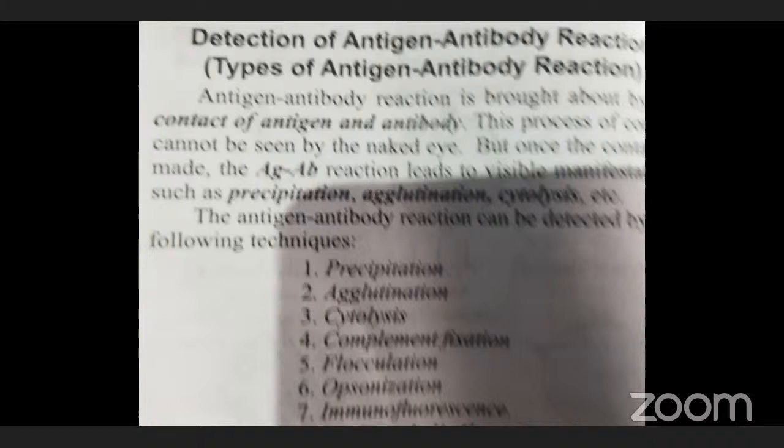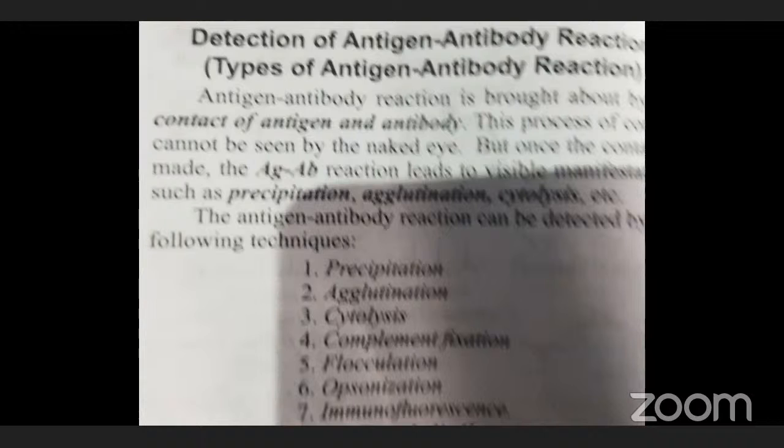The next one is how we can detect, that is called the detection of antigen antibody reactions. That is also called the types of antigen antibody reactions. Types means many types of antigen antibody reactions take place.